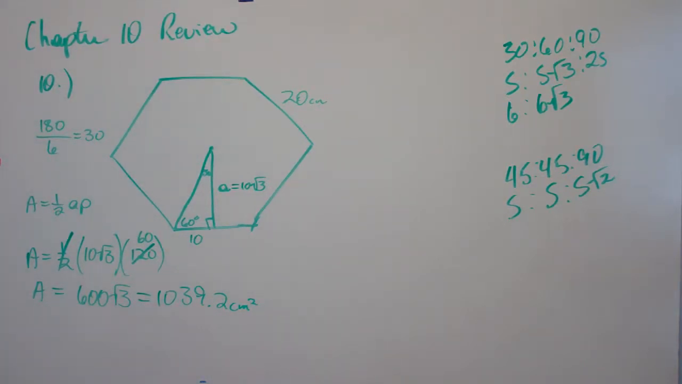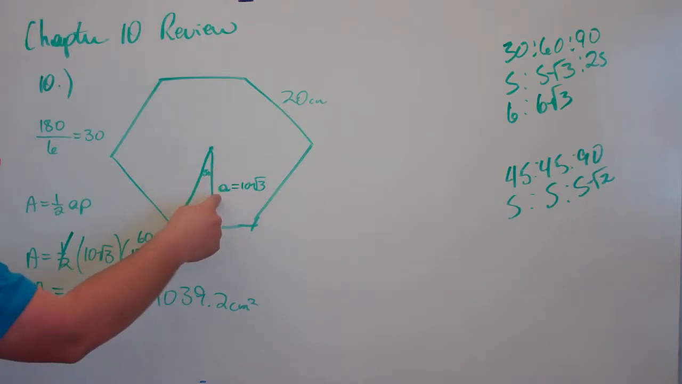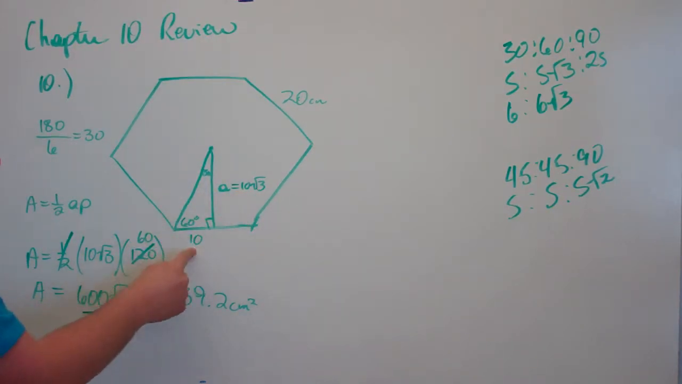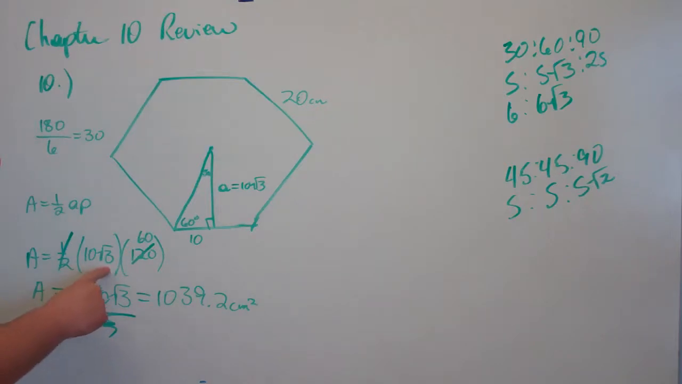Remember, just punch this into your calculator and convert it to a number, then round that number to the nearest tenth. So again, this was just your 30-60 triangle. This was 10, it's across from the 30, that means it's s. This is across from the 60, so it's s times the square root of 3. So since this is s, this is just 10 times the square root of 3. Your perimeter is 20 times 6, so 120. Halve the 120 down to 60. 10 times the square root of 3 times 60 is 600 square root of 3. Just type that in your calculator and multiply it out: 1,039.2.